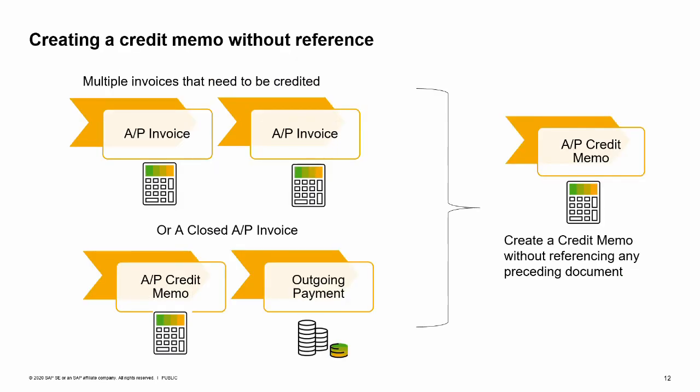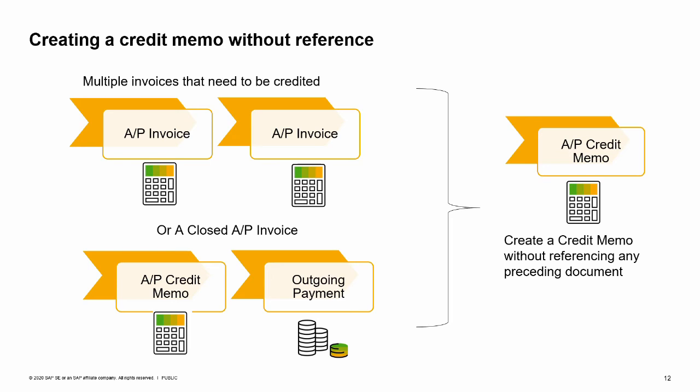Sometimes a vendor is giving you a credit that relates to multiple invoices. Or you may need to create a credit for a closed invoice when you return items after you have paid for them. In those situations, you create an AP credit memo without reference. As always, you can create a credit memo for a full amount or partial amount.